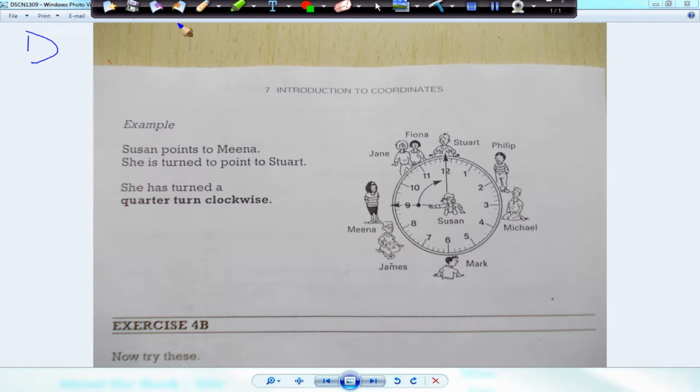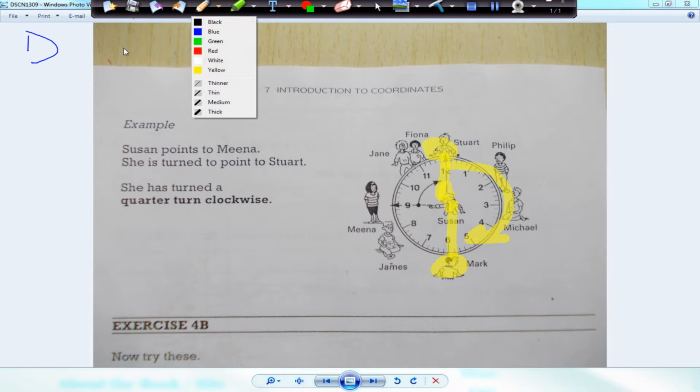Question number 1 says, Susan points to Stuart. So Susan starts where? Okay, Susan points to Stuart, and is turned to point to Mark. So she ends up here. The answer is, she started here, so what does she do? She makes a half turn. So the answer to number 1 is, she has made a half turn. So just write half turn, that'll do.